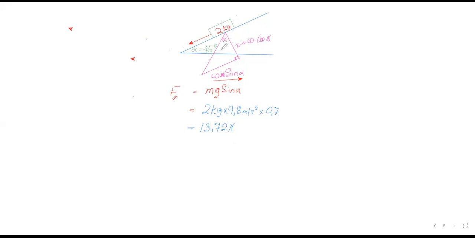It means this object here will experience a force of 13.72 if and only if the surface is frictionless. If the surface is rough, it is suffering friction, and the friction will always oppose the applied force or the force experienced. So we will have to get the resultant, meaning that we'll have to subtract.